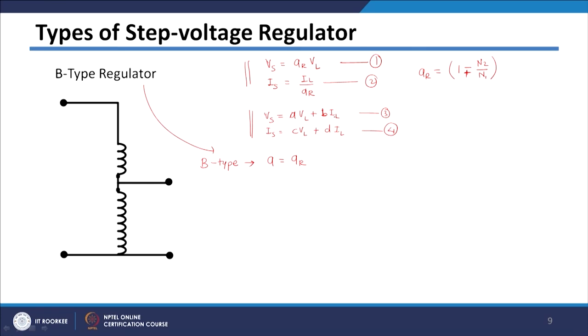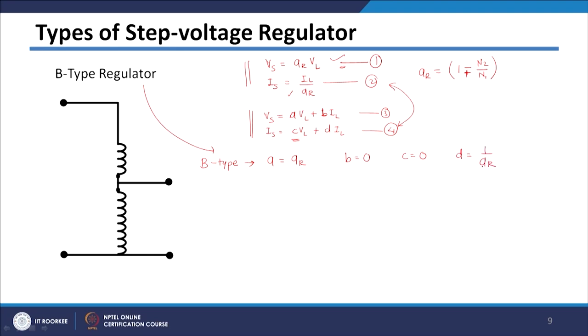B parameter, because there is no term related to current in this particular equation, so your B parameter will be equal to 0. In this case there is no term. In the second equation, if you compare with respect to these four equations, the term related to C is not there. So in that case C I can also say is 0, and your D will be equal to 1 divided by AR.